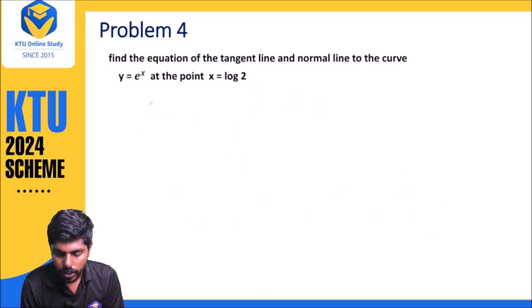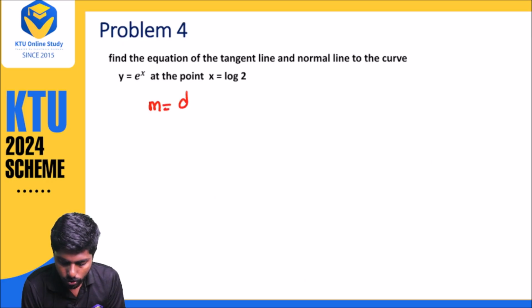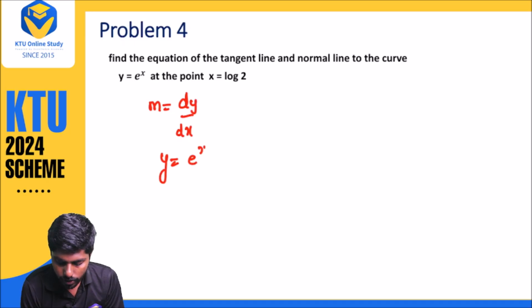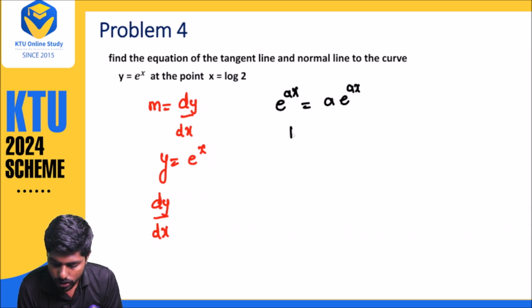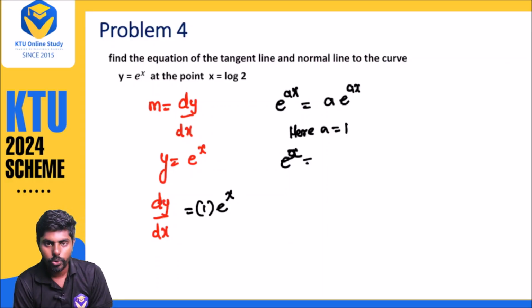First thing, we want to identify m. So m is equal to dy by dx. What is y? y is equal to e power x. So what is dy by dx? We know the differential of e power x. When we differentiate e power of ax, it will become a into e power of ax. Here a is equal to 1. So e power of x becomes 1 into e power of x.